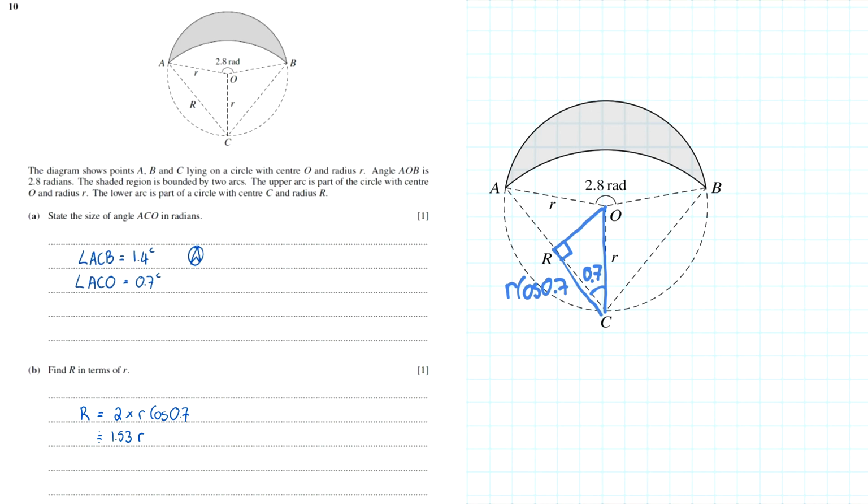That's rounded. We should store the actual value in a variable on our calculator so we can use it again later.